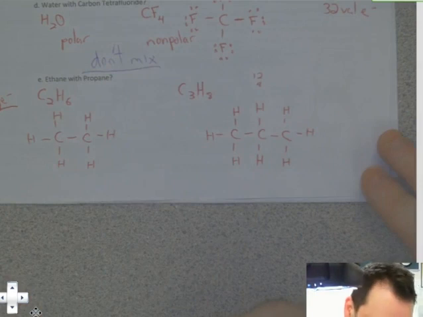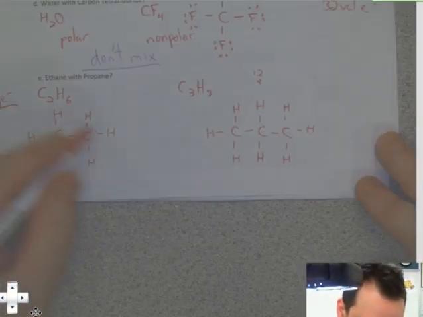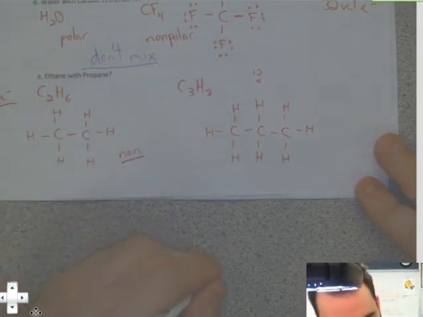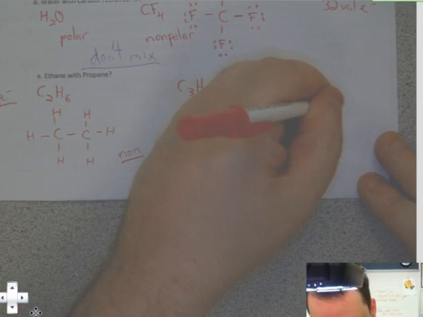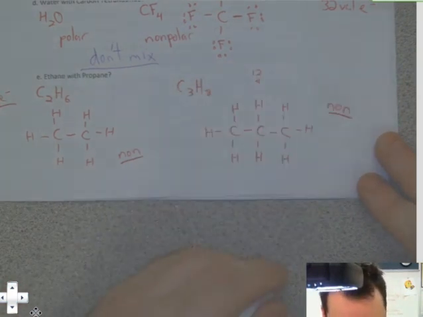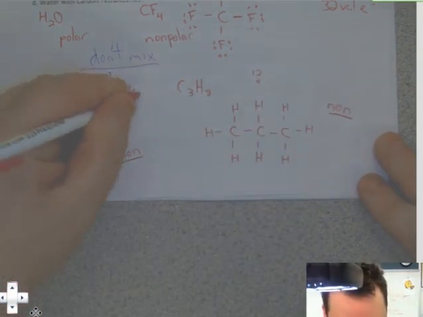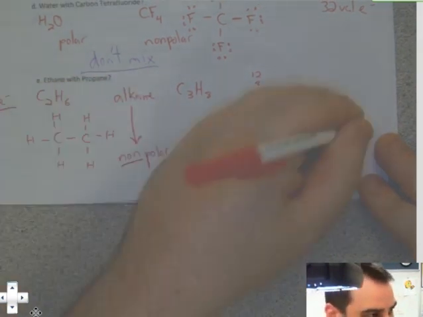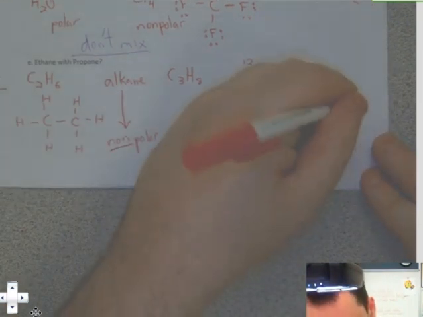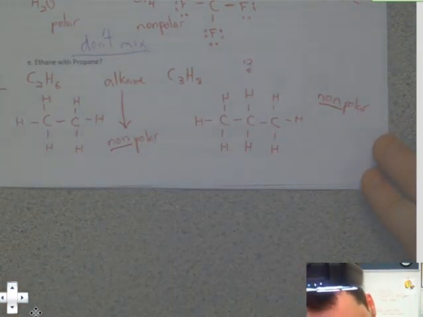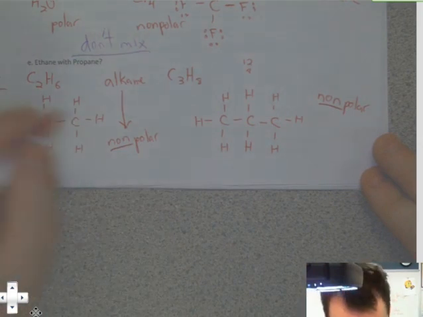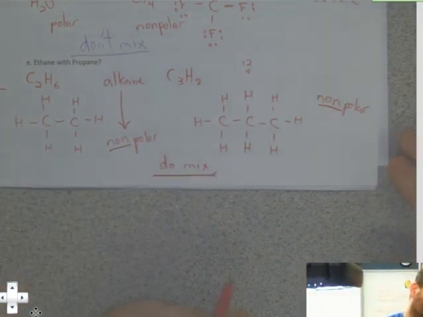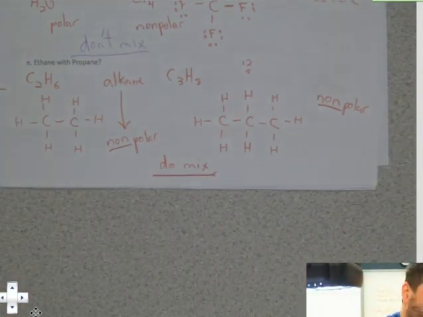Okay, figuring out if these are polar or nonpolar. There's no dots on the central atom in ethane, so that is nonpolar. There's no dots on the central atom here either, nonpolar. Your alkanes are nonpolar. So neither one of these mix. No, they do mix, because they're both nonpolar. Hopefully I didn't confuse you too much.